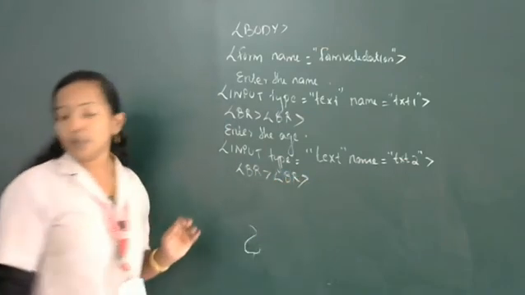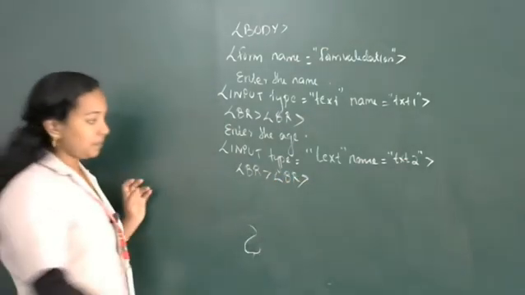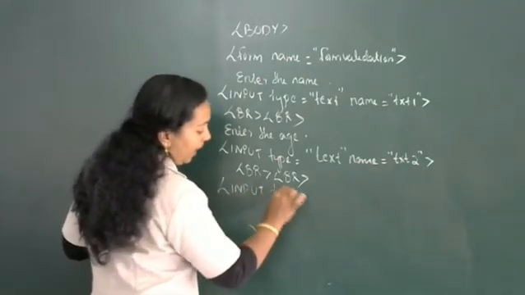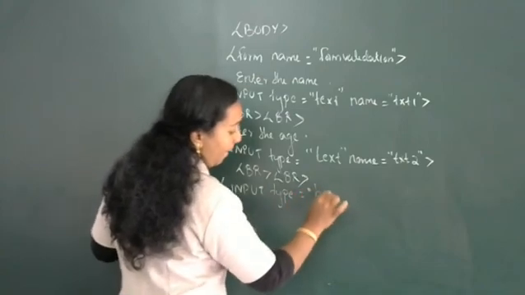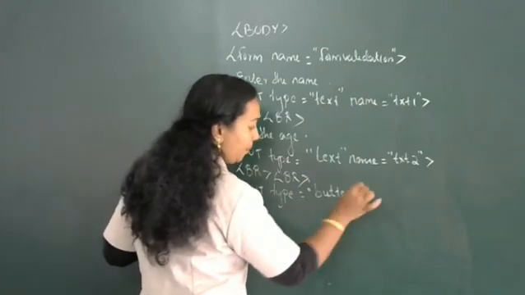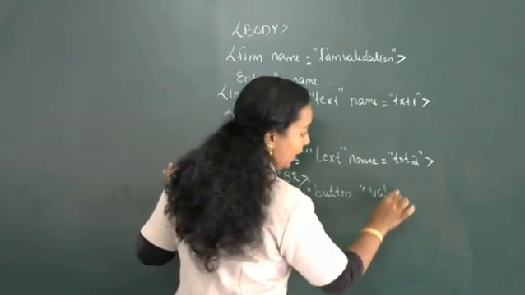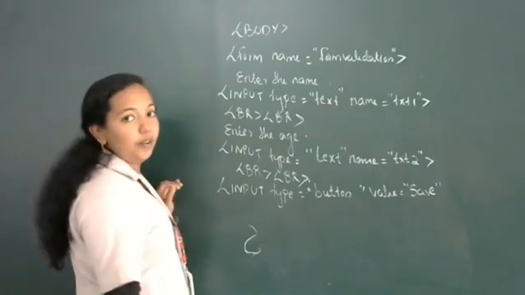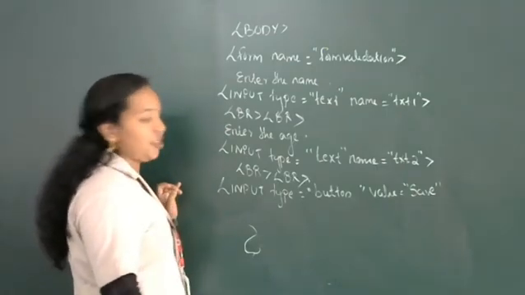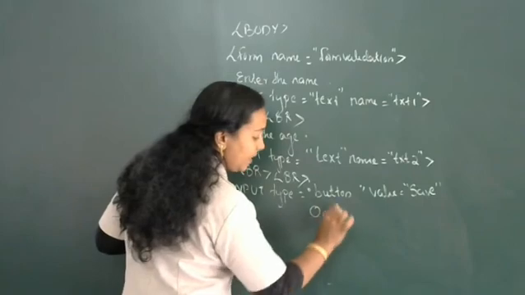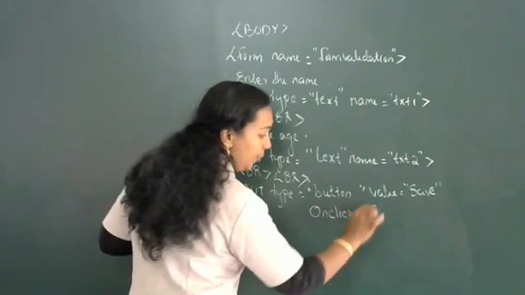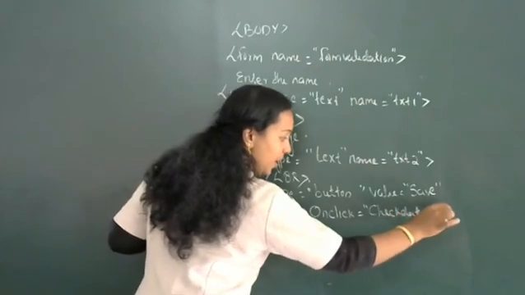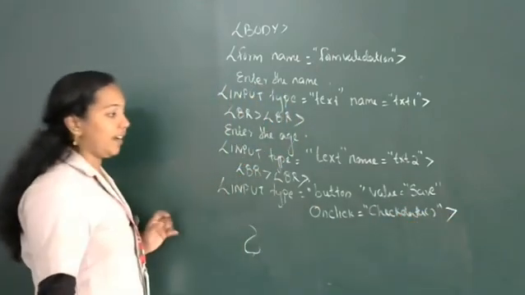Then after that you want to include one button. Input type is equal to button. Value equal to save. Then when we click on the save, what do we want to execute? The check data function. So we can write like this: onclick is equal to check data function.